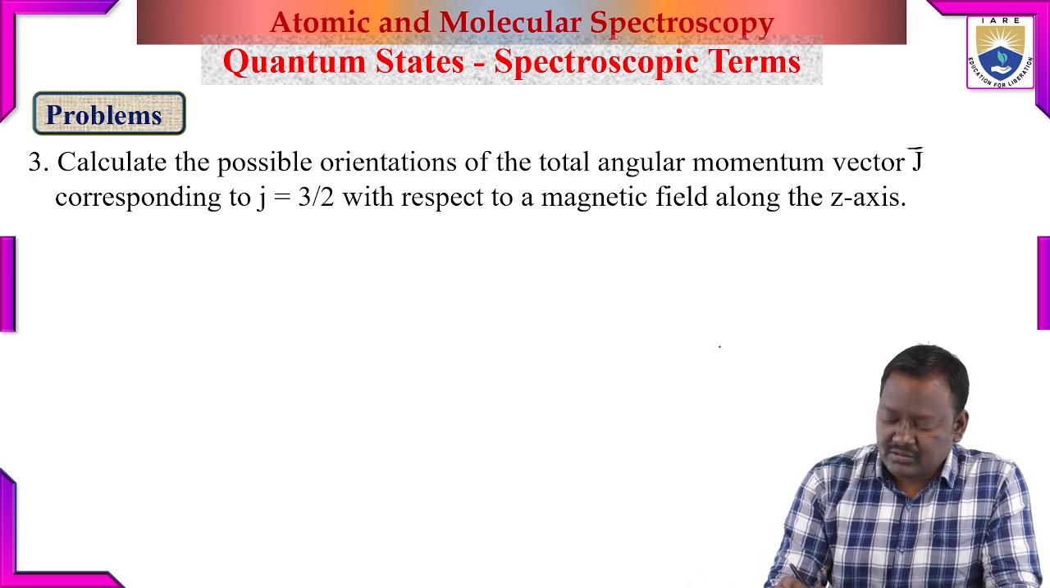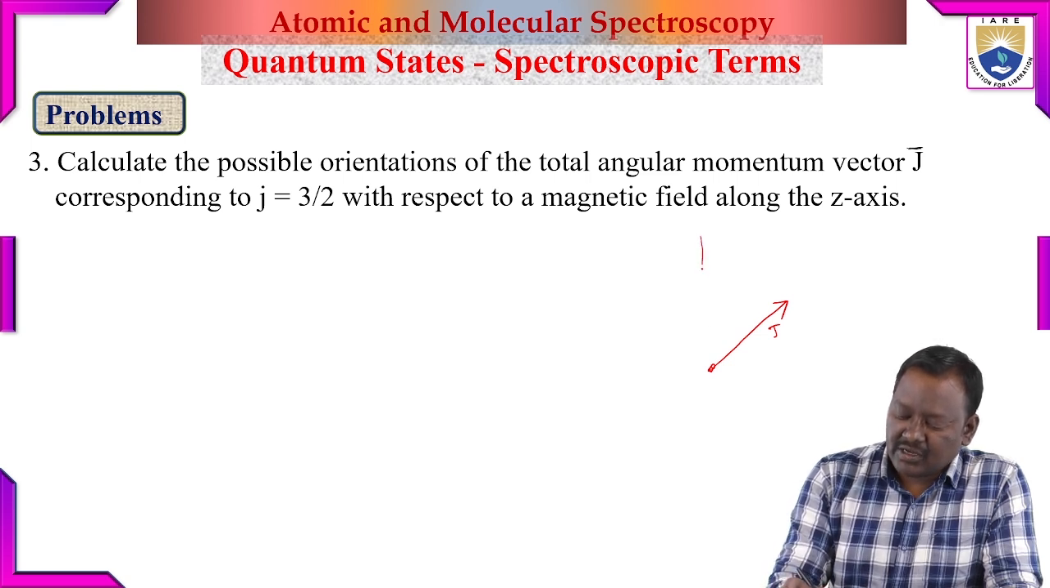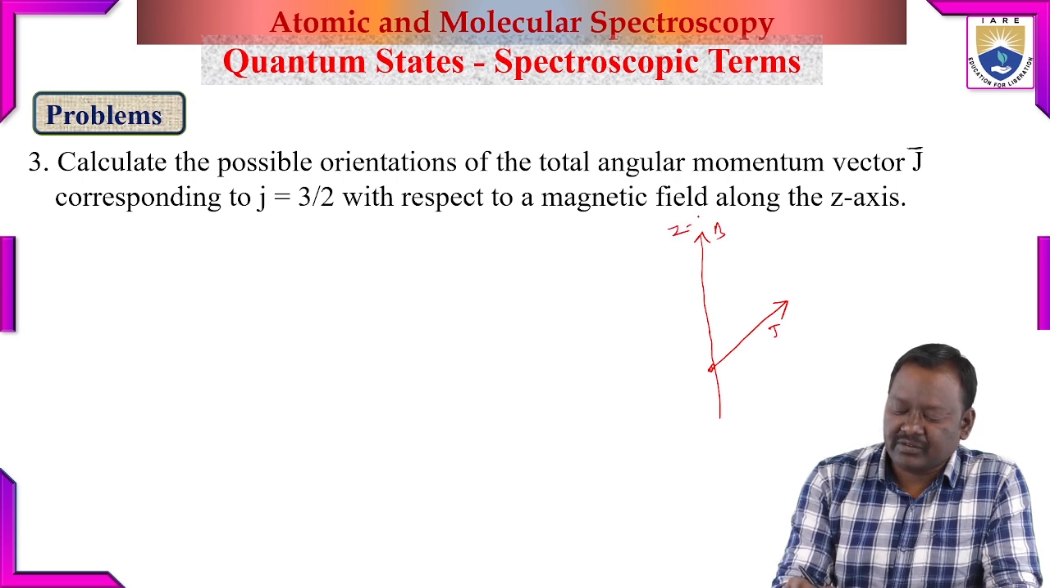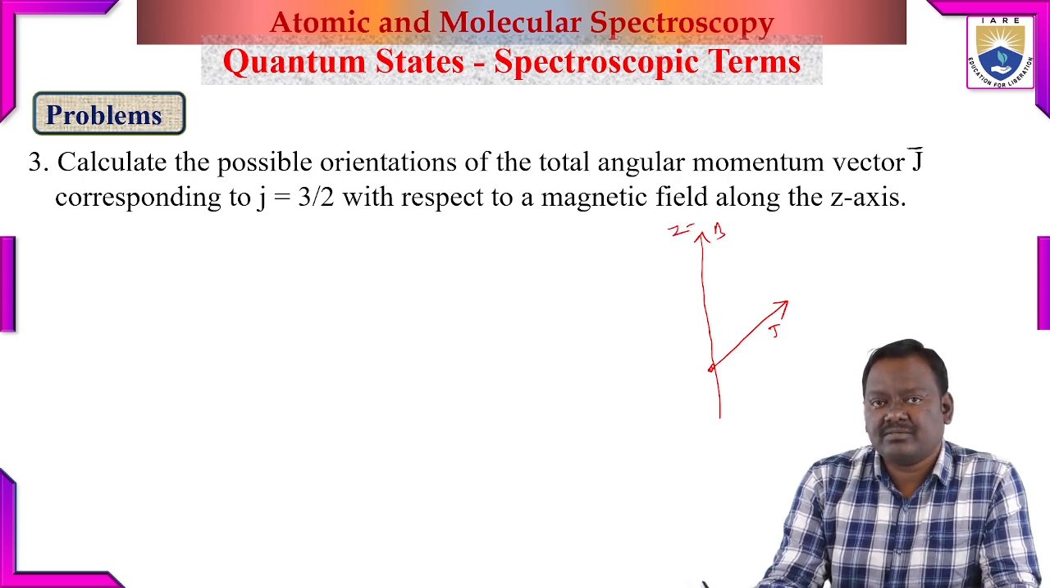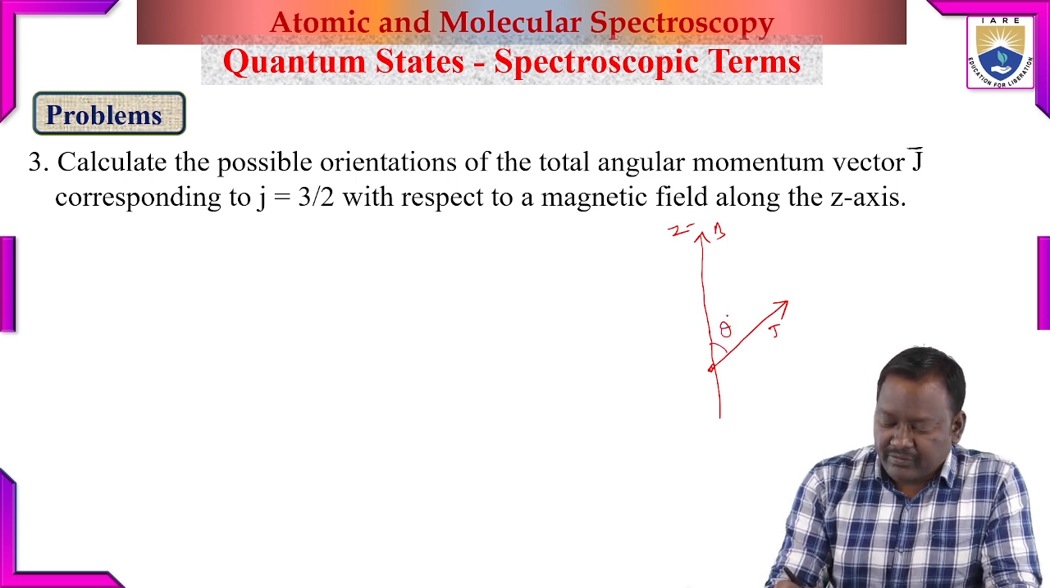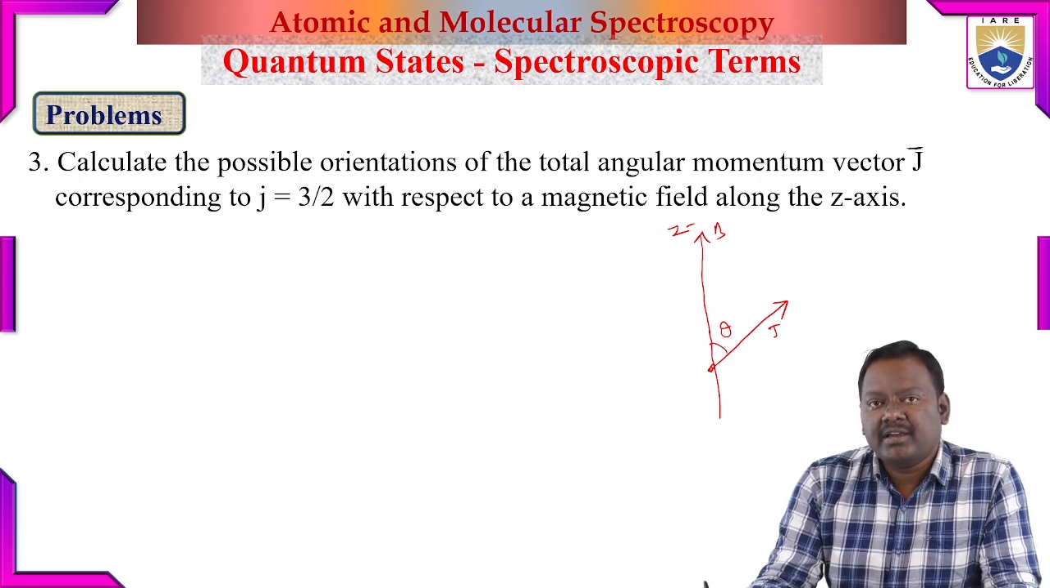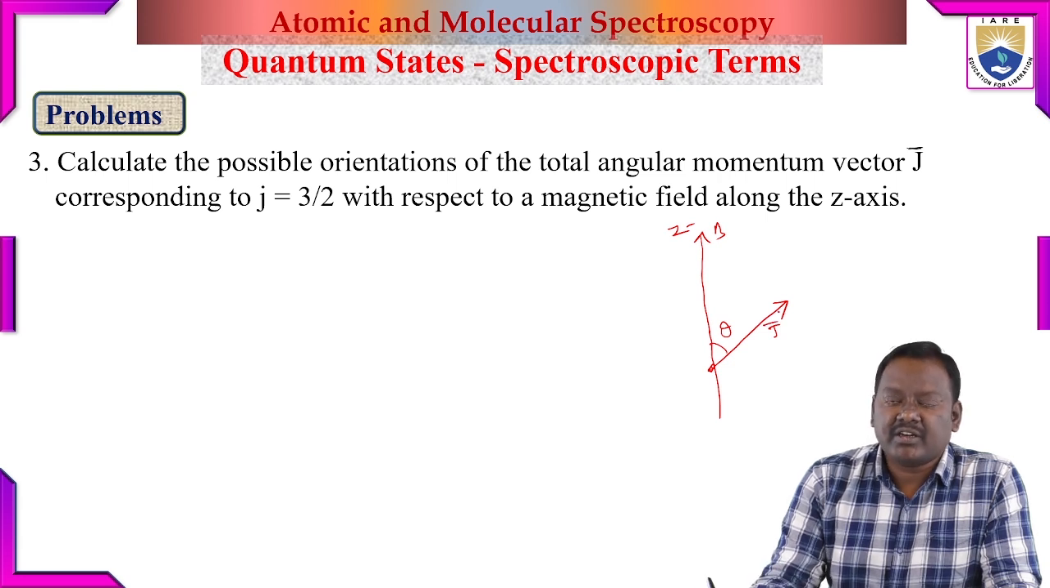So here also we need to represent the total angular momentum vector j bar with reference to the magnetic field direction, which is parallel to the z-axis. So we need to find the angle between the B direction and the j vector direction to find all the orientations of j bar.